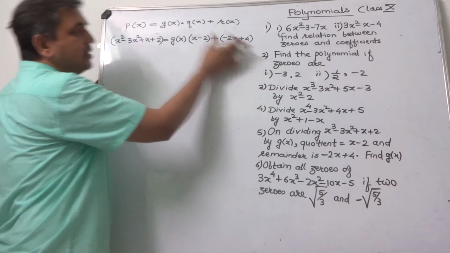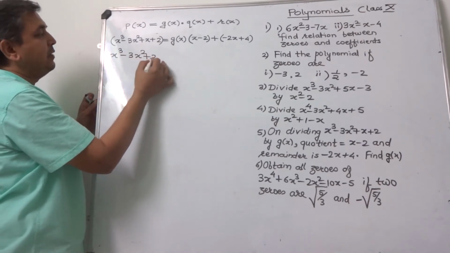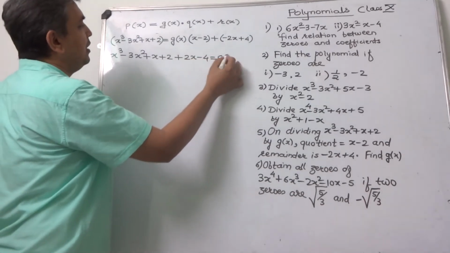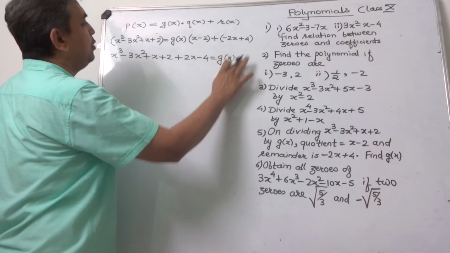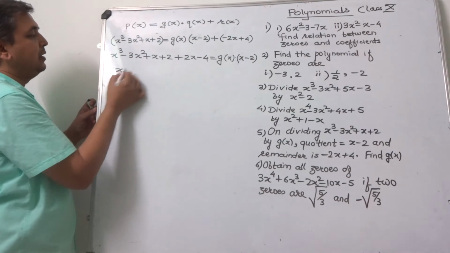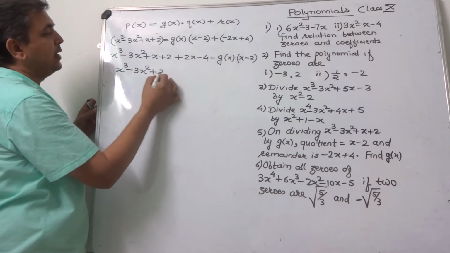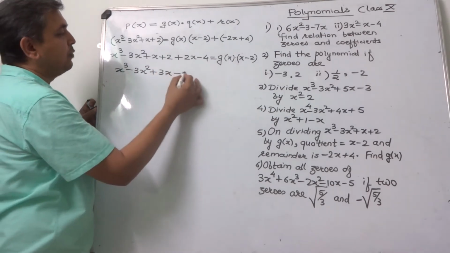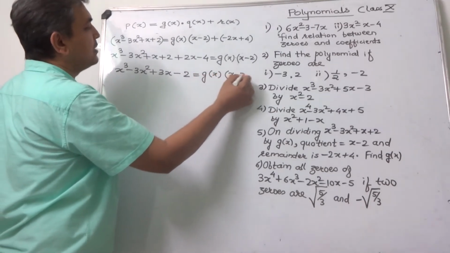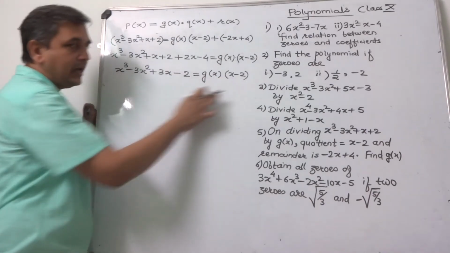First we transfer this term to the left hand side. So what do we get? x cube minus 3x square plus x plus 2 plus 2x minus 4 equal to g of x into x minus 2. Solving this we get x cube minus 3x square, x plus 2x is 3x, and 2 minus 4 is minus 2, equal to g of x into x minus 2. And now to find g of x, we divide this by x minus 2.